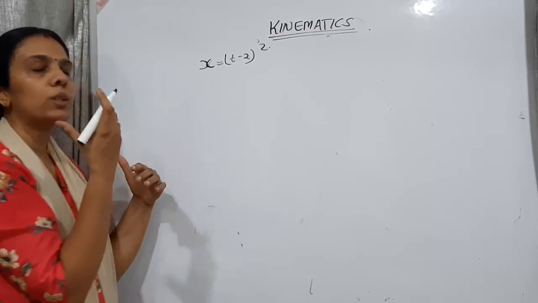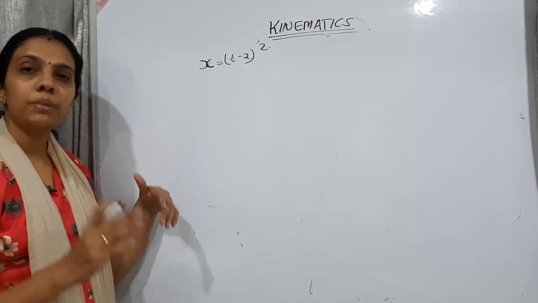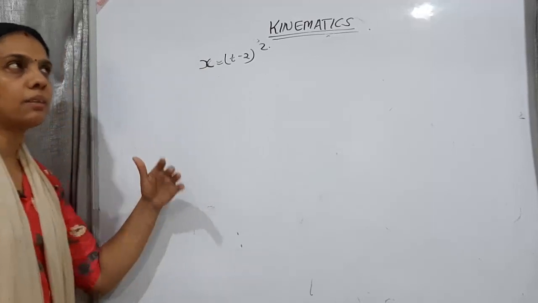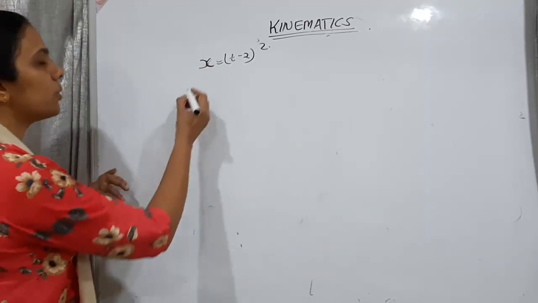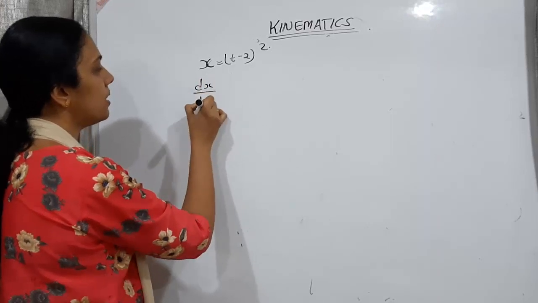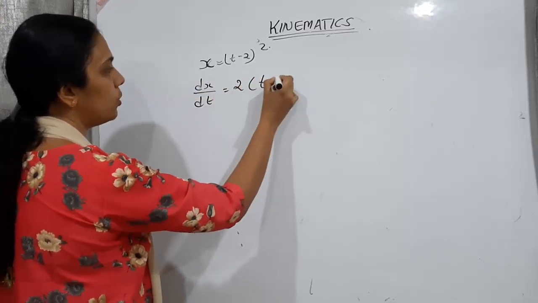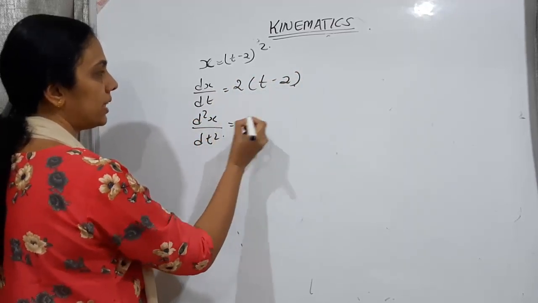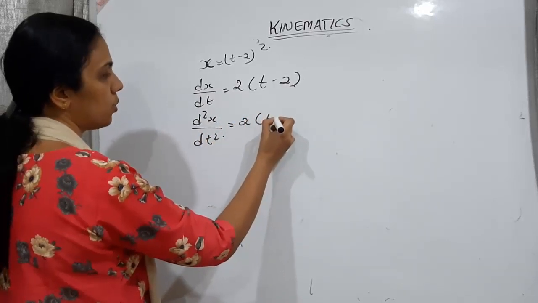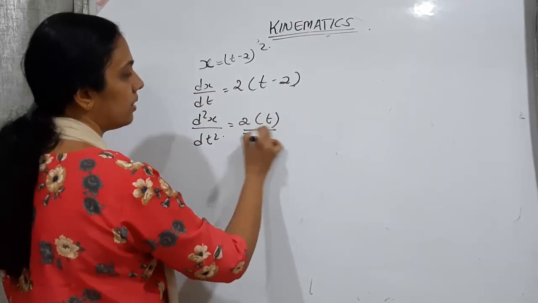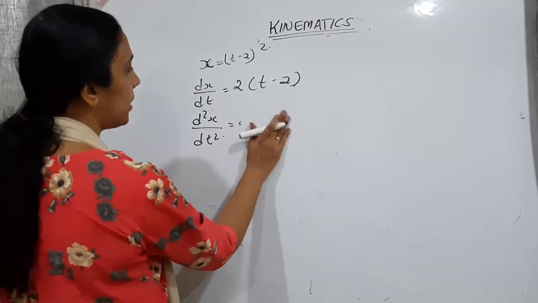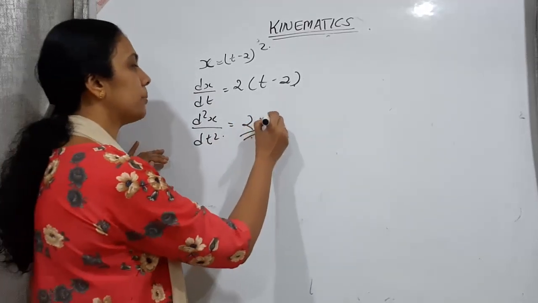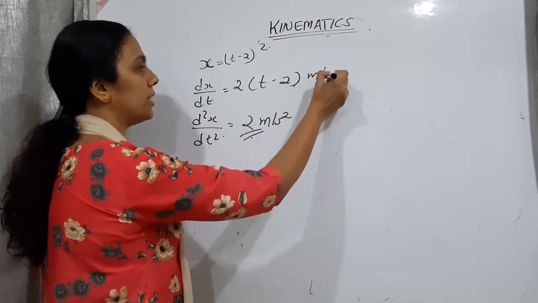If we get the velocity time graph, from it we can find the distance covered by taking the area under the graph. So first the velocity: dx by dt equals 2 into (t minus 2). What will be the acceleration? d square x by dt square, or dv by dt, equals 2. Since 2t minus 4 differentiates to 2, it is moving with a constant acceleration of 2 meter per second square, and the velocity is 2t minus 4 meter per second.